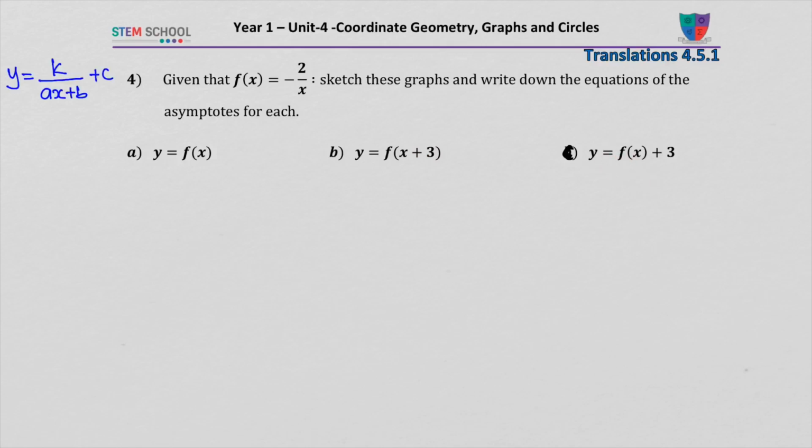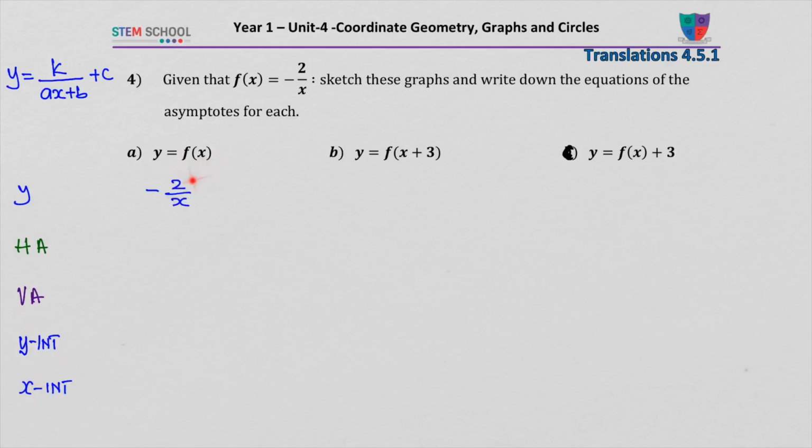The general equation of a reciprocal graph is y equals k over ax plus b plus c. C is the horizontal asymptote, and to find the vertical asymptote, we set the ax plus b to 0. We set the denominator to 0. When we're sketching these graphs, we need to find the horizontal asymptote, vertical asymptote, y-intercept, and x-intercept. Those are the 4 things we need to do.